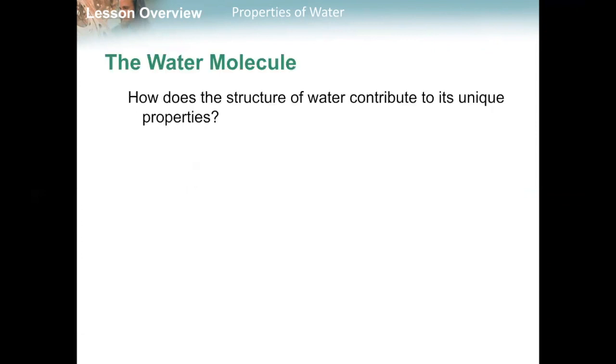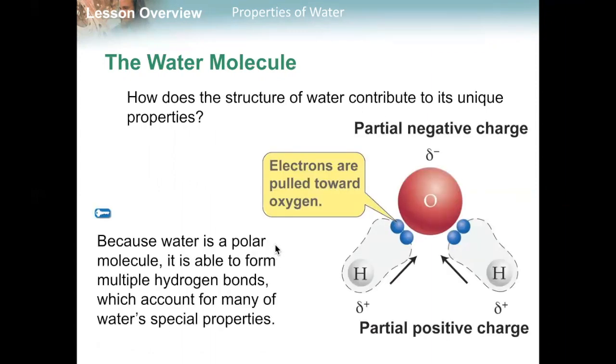How does the molecular structure of water contribute to its unique properties? Water is a polar molecule. It is able to form multiple hydrogen bonds, which account for many of the water's special properties. So on this one, there's a partial negative charge on the top because of the shared electrons. Oxygen pulls an electron from the two hydrogens to share. It makes a small negative charge here, not a full charge, just a small one, and then a positive on the other end of the two hydrogens, and they're off balance.